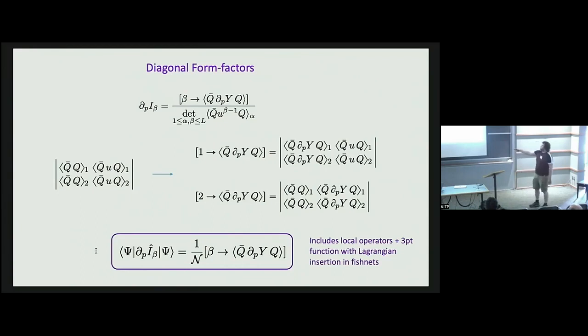And by just rewriting this and using the Hellmann-Feynman theorem, what you find is that the matrix elements, or the diagonal form factor of this object, which is a quite non-trivial object, is just given by taking the scalar product determinant and replacing the corresponding column with the corresponding vector.